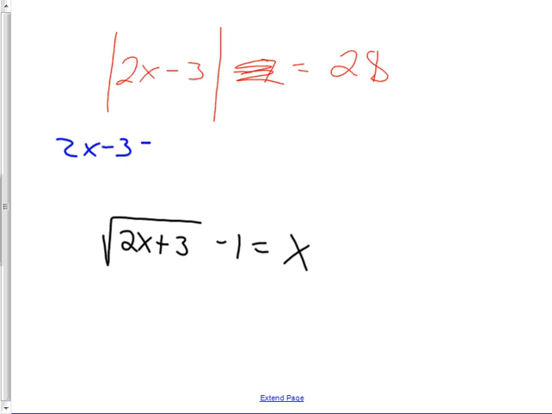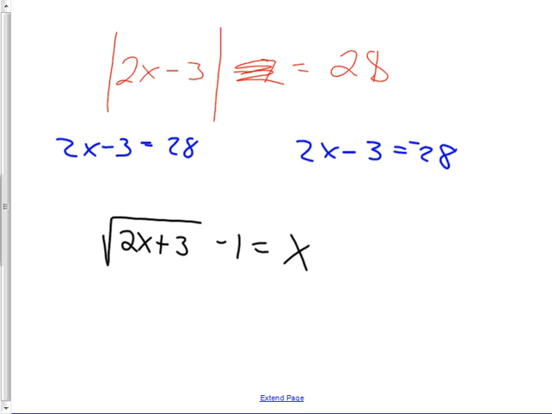2x minus 3 equals 28, and 2x minus 3 equals 28. You make them identical, and then you go, well, that'd be kind of dumb, because they're identical, so why do them identical? That one has to be negative. Okay, so that's the only difference between those two equations.